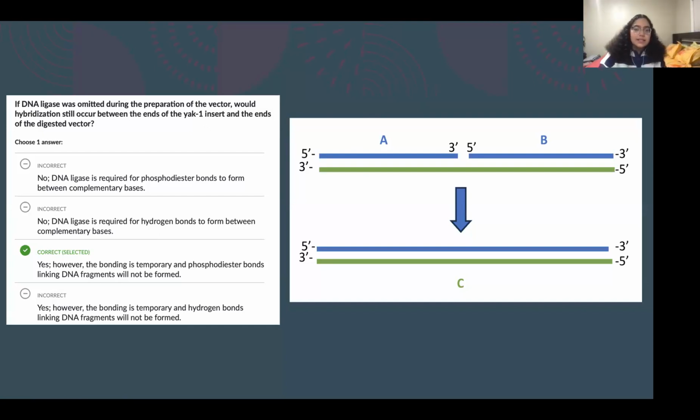So the answer is yes, but the bonding will be temporary because DNA ligase is for those phosphodiester bonds. Without ligase, the base pairing between complementary bases, your hydrogen bonds, can still happen, but they'll be temporary because you don't have the stabilizing phosphodiester bonds that DNA ligase forms. So DNA ligase catalyzes the formation of those covalent bonds between adjacent DNA fragments, as you can see in the photo there, like the A and B coming together.